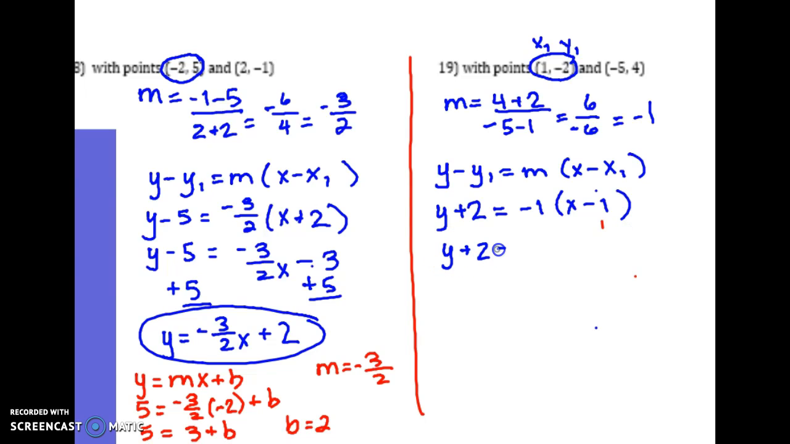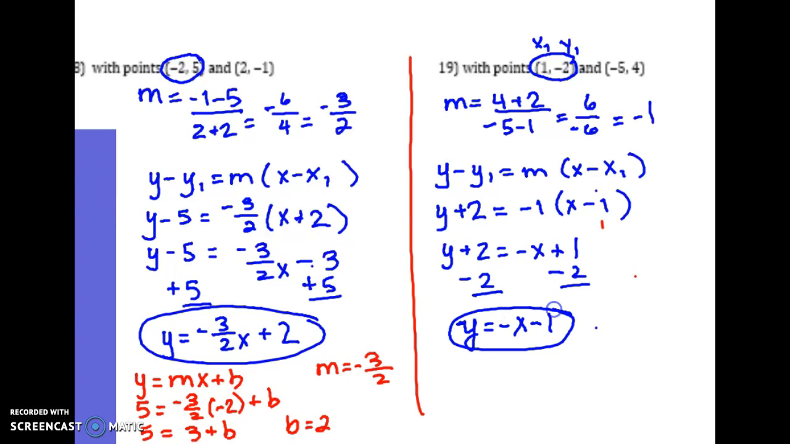Y plus 2 is equal to -x plus 1. Okay, now I'm going to subtract 2 from both sides. And when I do that, I get y is going to be equal to -x minus 1. And that's my final answer.